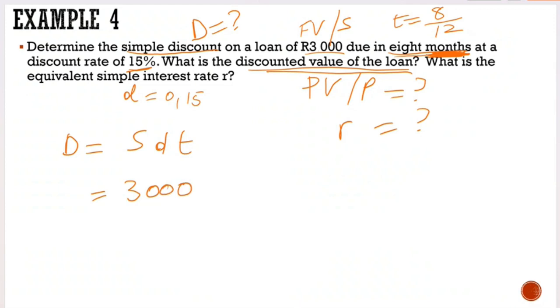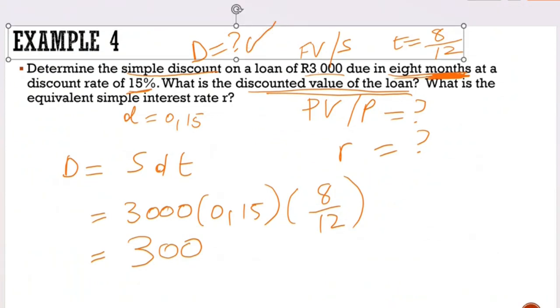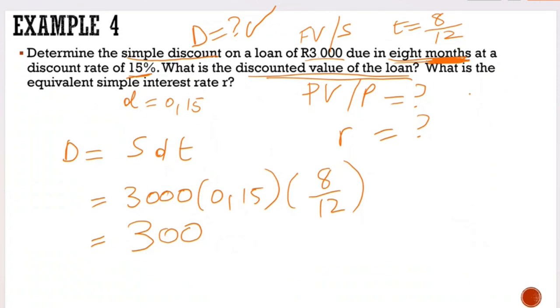And then what is your discount rate? Your discount rate is 0.15. Okay, and then what is the time? You've already converted your time to become annual. So you plug into your calculator, and you find that your answer is 300. Okay, so once you've got this, remember, you have to calculate for three things actually here. You still need to calculate for your present value.